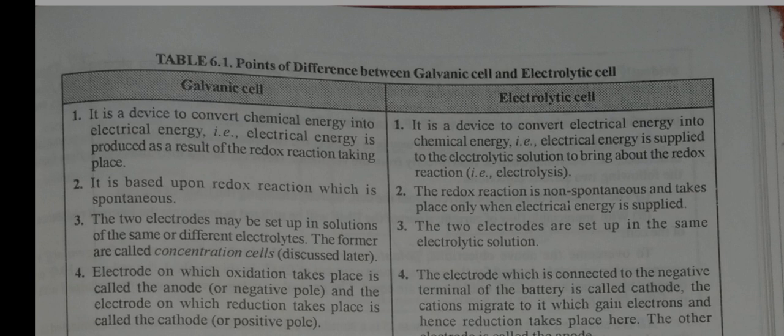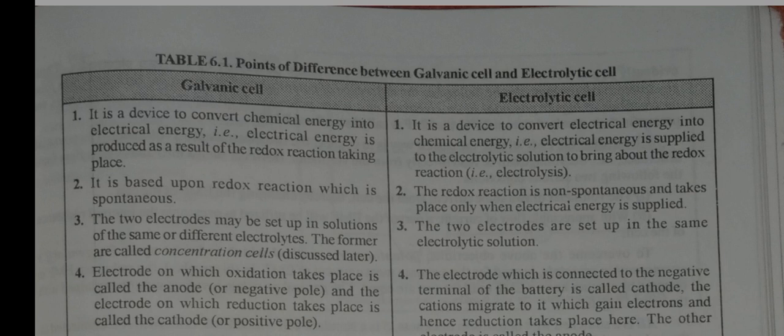A galvanic cell is a device to convert chemical energy into electrical energy, that is, electrical energy is produced as a result of the redox reaction taking place. Whereas an electrolytic cell is a device to convert electrical energy into chemical energy, that is, electrical energy is applied to the electrolytic solution to bring about the redox reaction. Second, a galvanic cell is based upon a redox reaction which is spontaneous, and in an electrolytic cell the redox reaction is non-spontaneous and takes place only when electrical energy is applied.